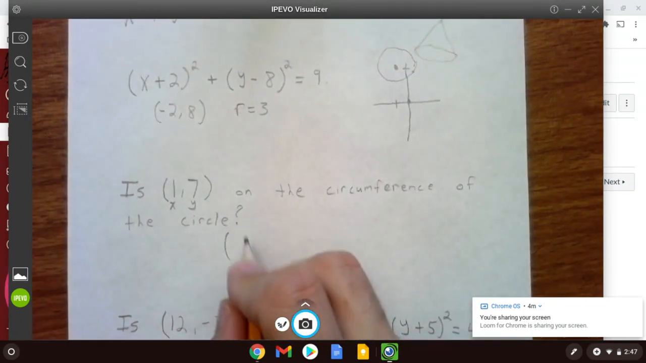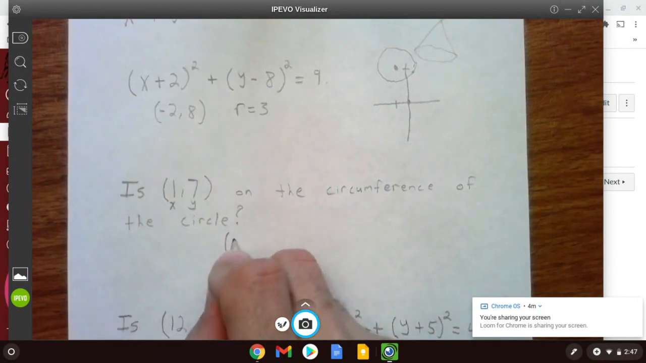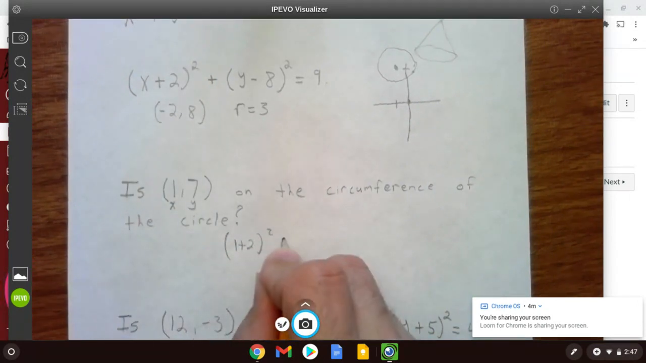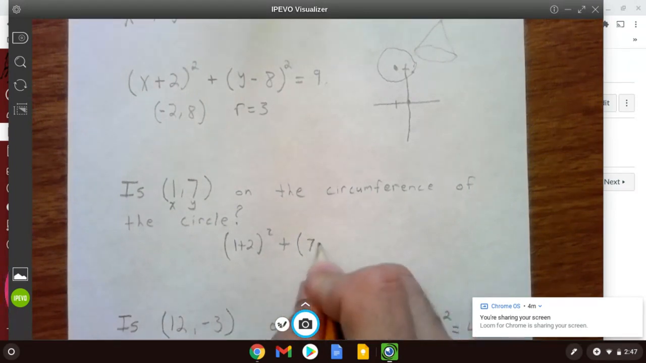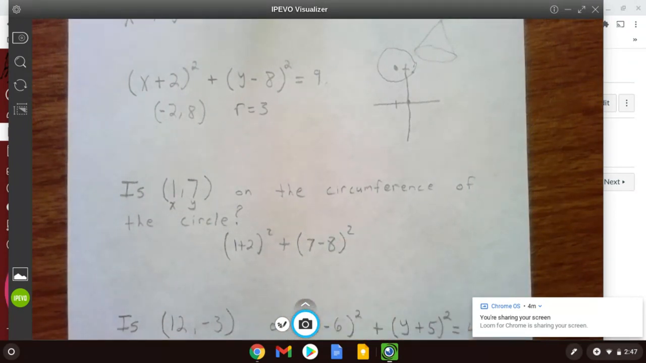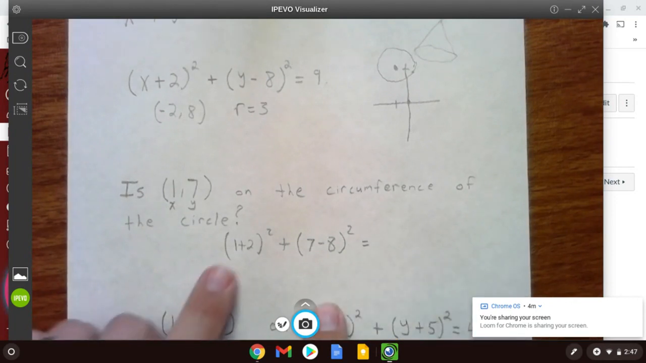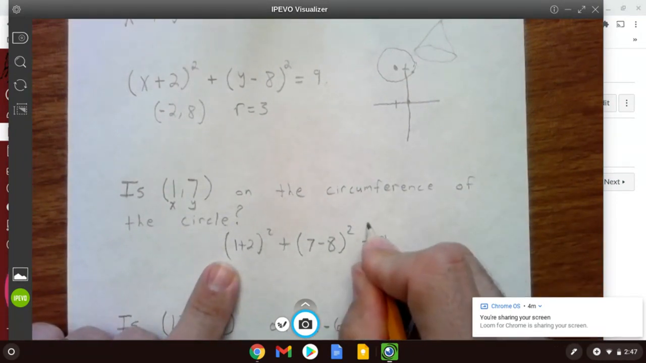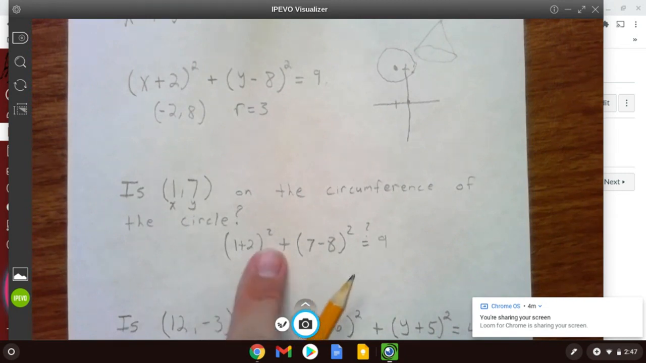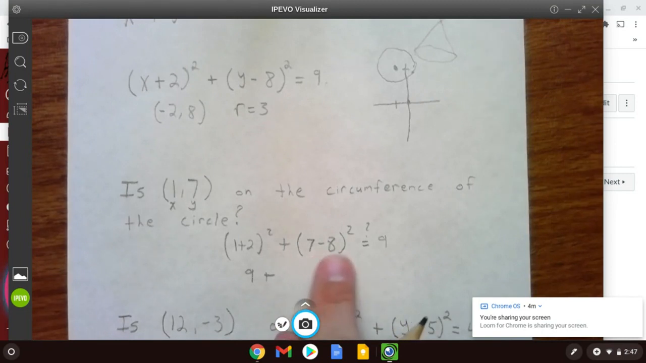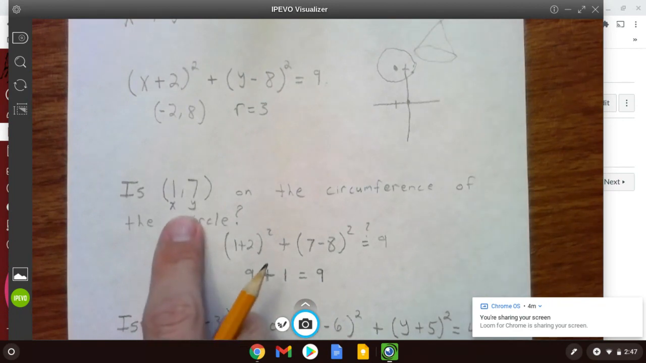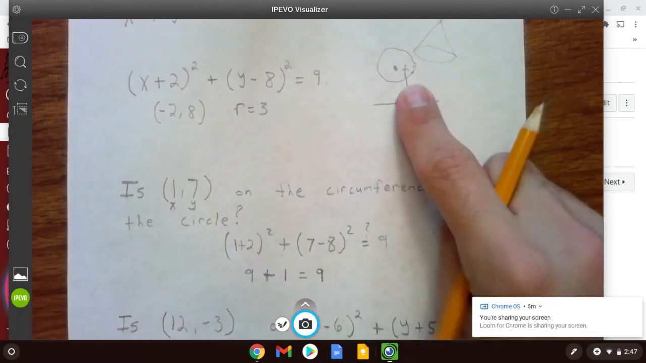All right, so we've got 1 for x, so that's 1 plus 2 squared, plus 7 for y, so 7 minus 8 squared. All right, and then we're going to see if this equals 9, so question mark there. All right, 3 squared is equal to 9. 7 minus 8 is -1, and -1 squared is equal to +1. So this does not equal 9. All right. So that would mean that this point is not on that circle.